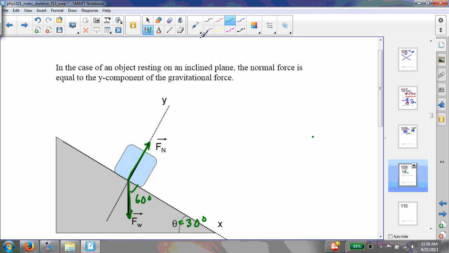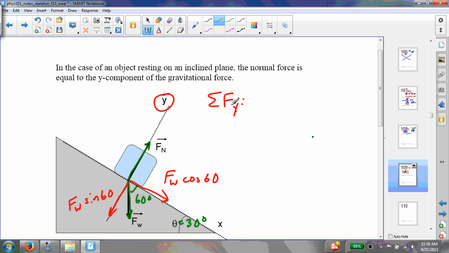I can find the components of the weight. I have a y component, which is Fw sine of 60, and then I also have an x component, Fw cosine of 60. If I look at the forces in the y direction, the sum of the forces in the y direction equals Fn minus Fw sine of 60.